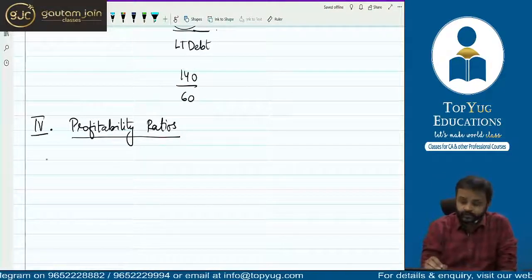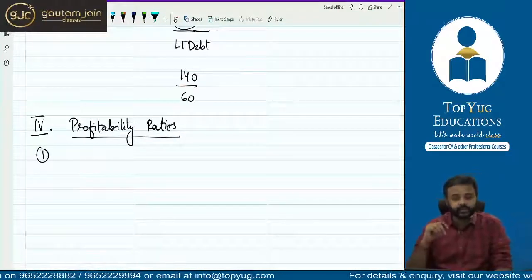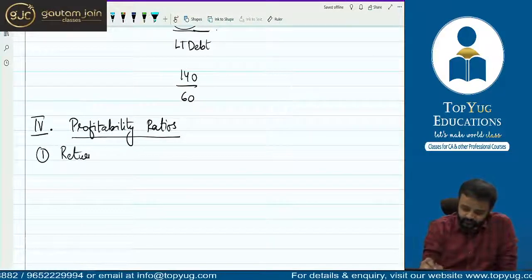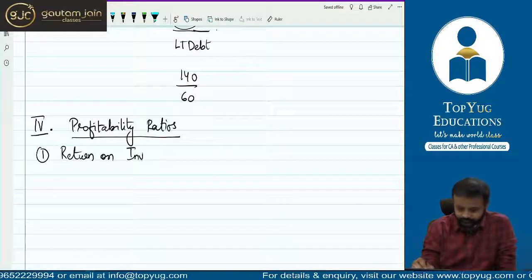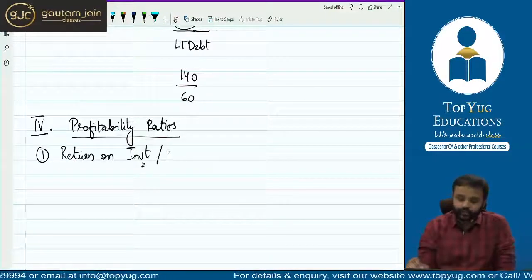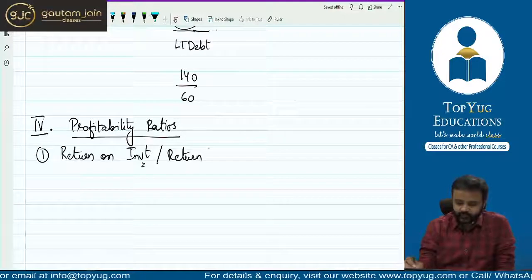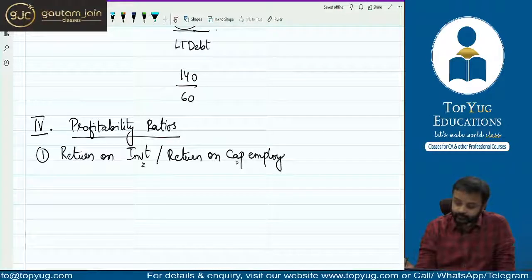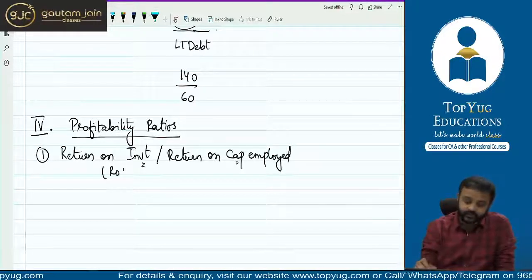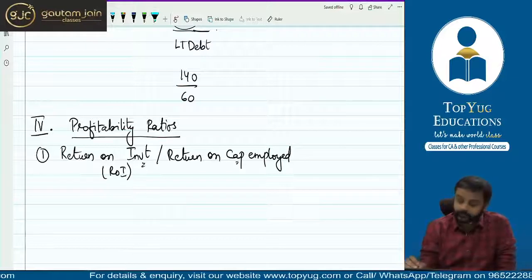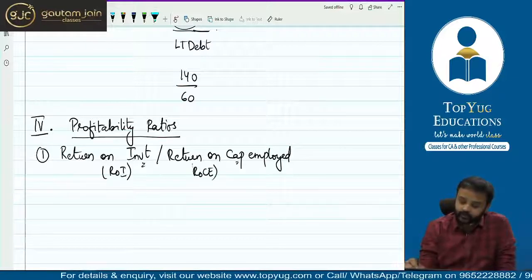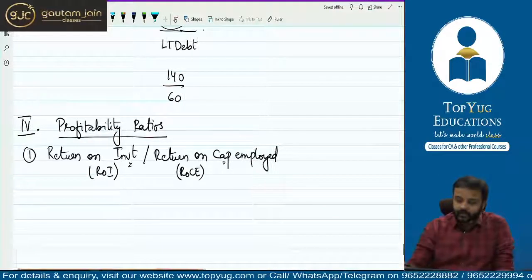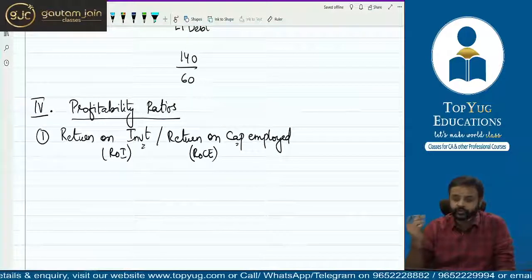Right. So let us talk about the first profitability ratio, which is return on investment, or also called return on capital employed. Return on investment is also called ROI, correct? And return on capital employed, if you're using this term, then ROCE, right? This is how, in short, we can use return on investment or return on capital employed.